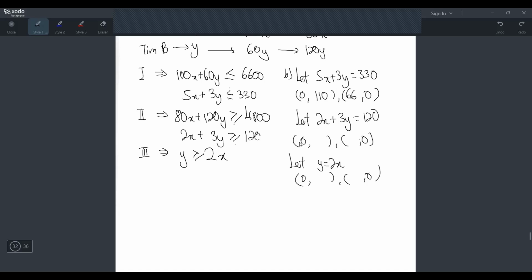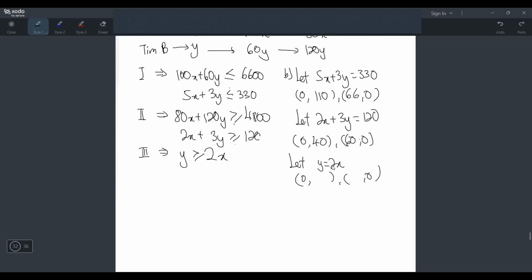Let's go to the next line. When x equals 0, 0 times 2, this one is 0. So your y will be 120 divided by 3, which is 40. So this one is 40. And then what if y is 0? It means this whole thing becomes 0. 120 divided by 2 is 60. So 60.